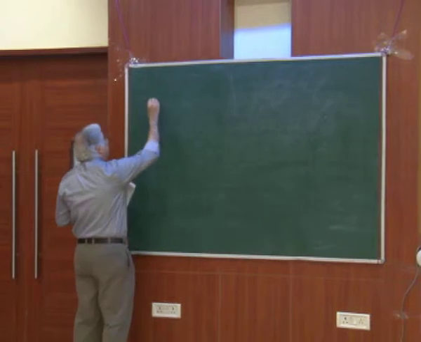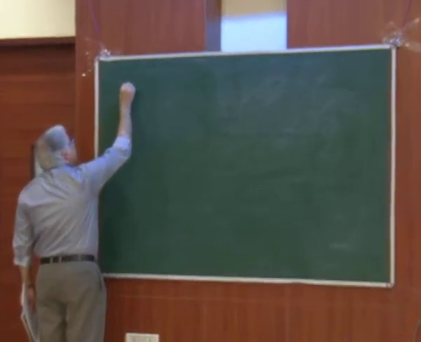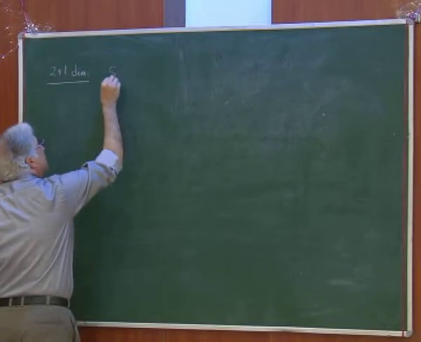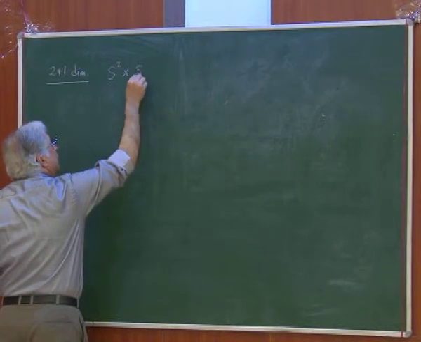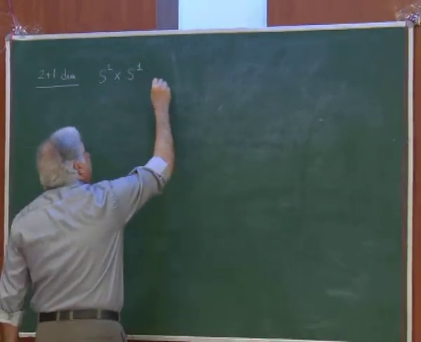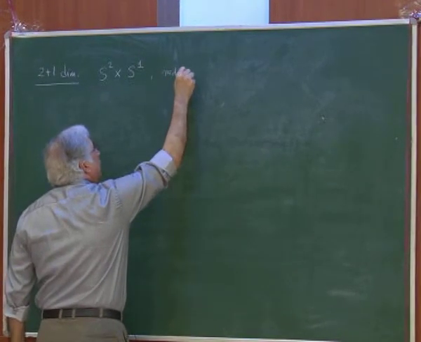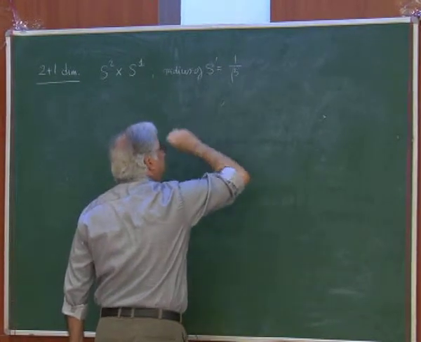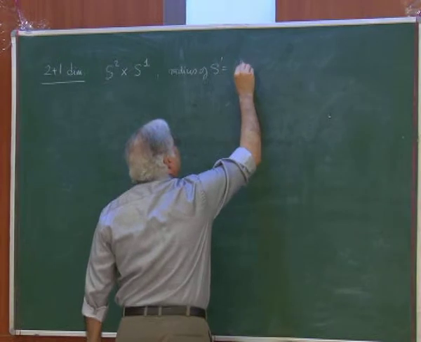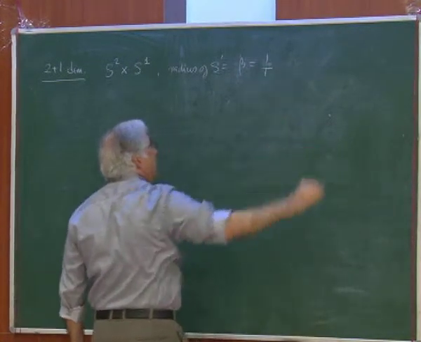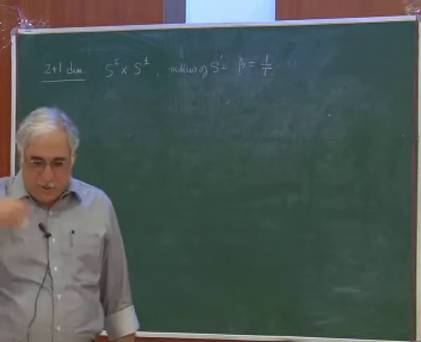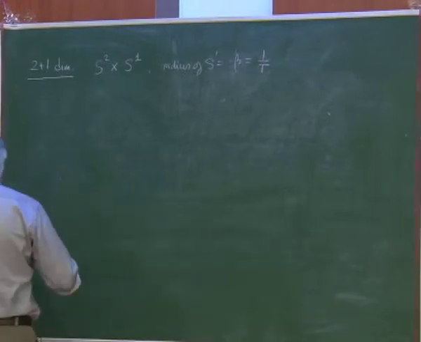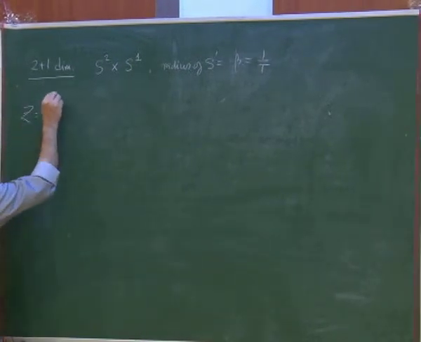We are in 2+1 dimensions, and the manifold we work on is S2, the two-dimensional sphere, times S1, and the radius of S1 is 1 upon beta, where beta is the inverse temperature. So we are looking at a finite temperature partition function on S2 cross S1. And the partition function formally is written like this.